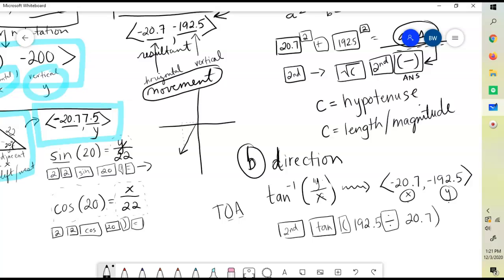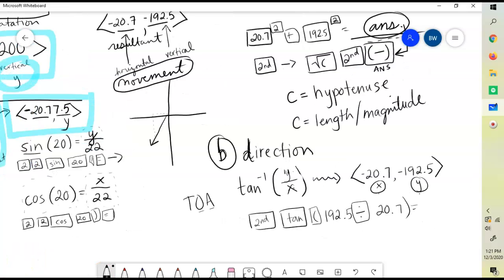So second tan gives you inverse tan, and then you're putting in these numbers. Let's see what it equals. Hopefully you punched that into your calculator and you got 83.9 degrees. Okay, why is the direction going to be in degrees? Well, it's because the direction is best described as this angle measure.